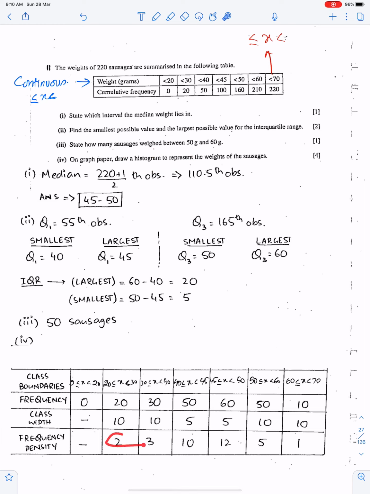Get the frequency densities. These are the frequency densities. These are the class widths. These are the frequencies. Frequency density is frequency upon class width. Now you can easily draw the histogram: 2, 3, 10, 12, 5, 1.